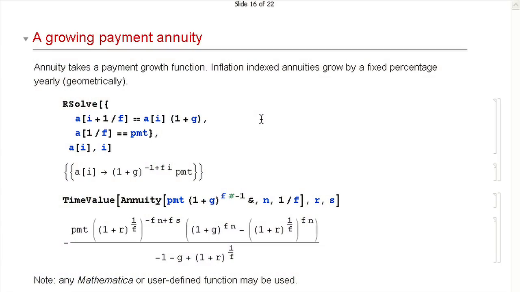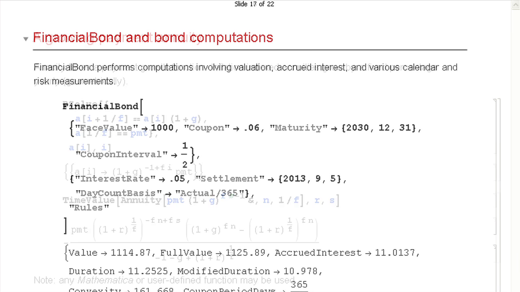But Mathematica has RSolve here, and RSolve will solve recurrence relations like that and give you the same thing as a function of time instead. So RSolve is very handy to use for payment functions in annuity. Any user-defined function can be used in annuity or Mathematica function as well.